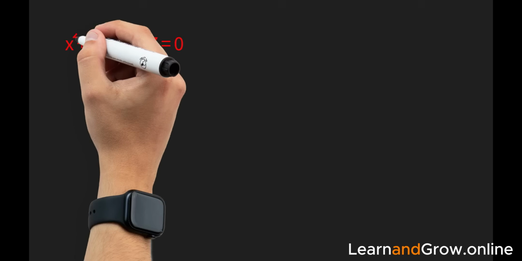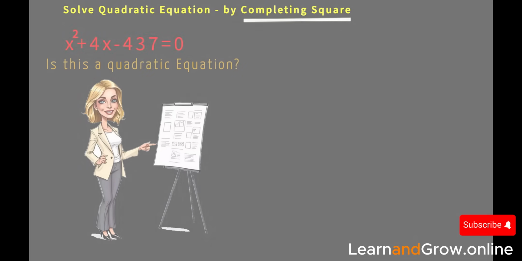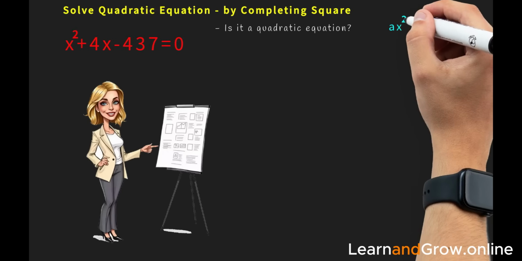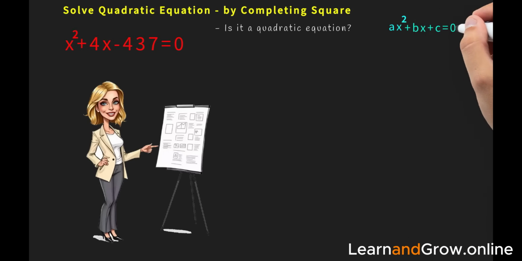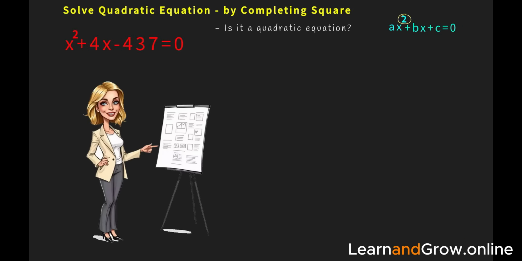This is a quadratic equation, and we'll solve it using the method of completing the square. But before we start, let's first confirm, is this really a quadratic equation? The standard form of a quadratic is ax squared plus bx plus c equals 0, where the highest power of the variable is 2. Now, let's compare it with our given equation.